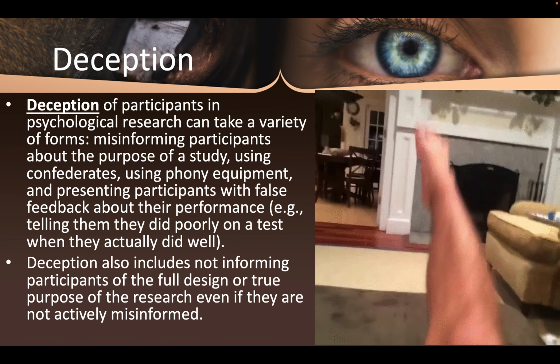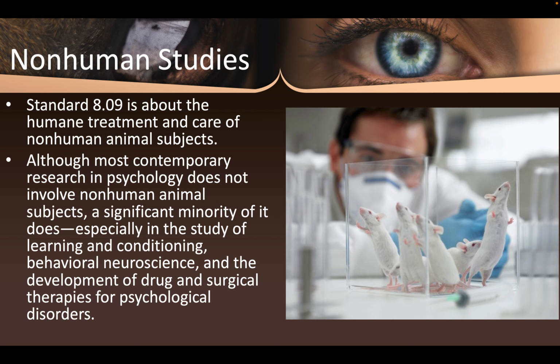Standard 8.09 is about the humane treatment and care of non-human animal subjects. Although most contemporary research in psychology does not involve non-human animal subjects, a significant minority of it does, especially in the study of learning and conditioning, behavioral neuroscience, and the development of drug and surgical therapies for psychological disorders. And normally they use mice or rats.